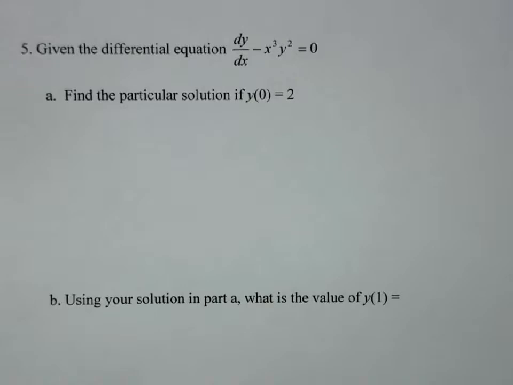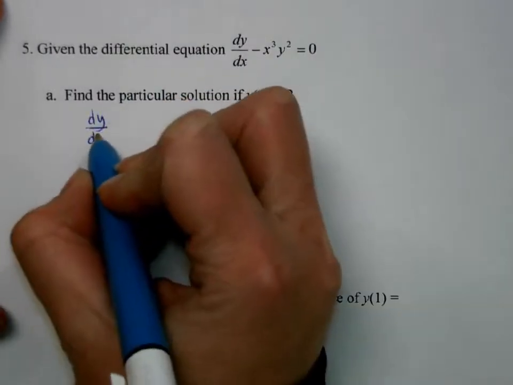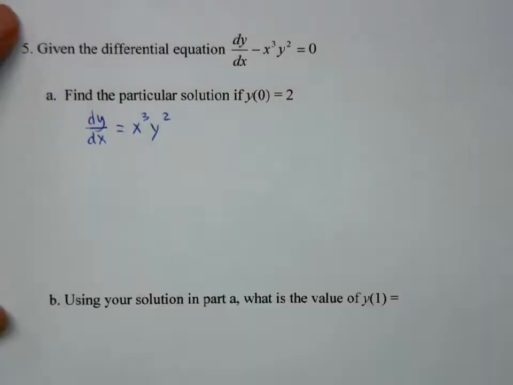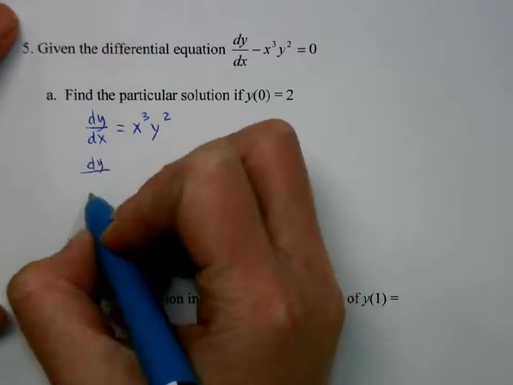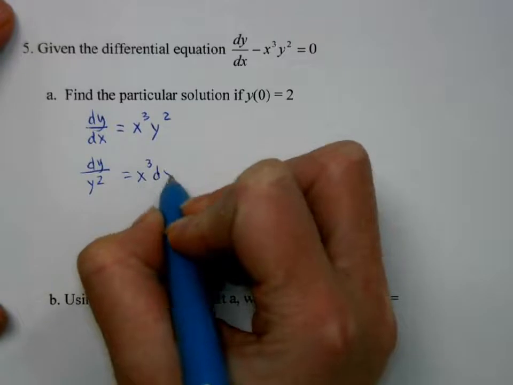So now we're going to be solving a differential equation, and we're going to find the particular solution. So we're going to find the c. So first thing I would do here is add the x cubed and y squared to that side of the equation. Now I can separate. So dy over y squared equals x cubed dx. And then we can integrate.